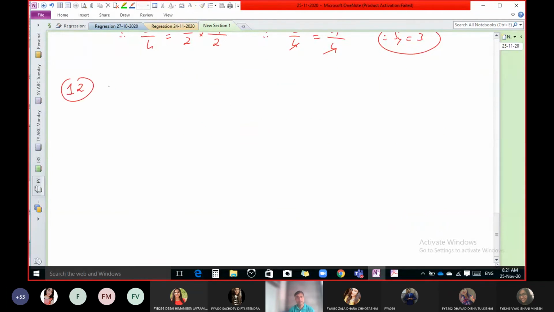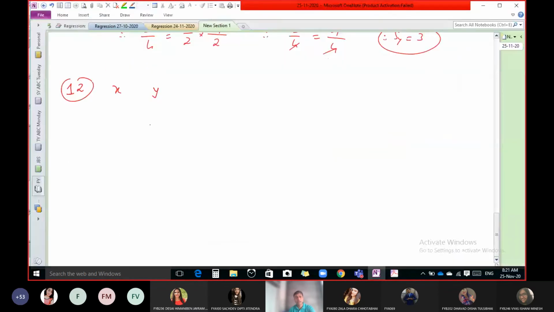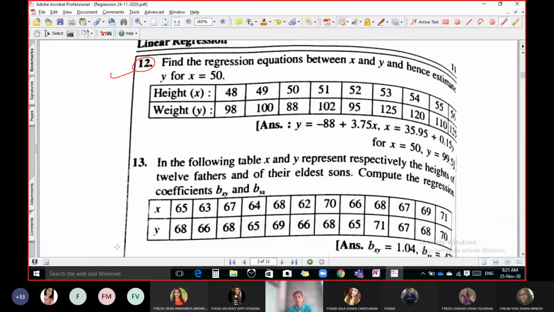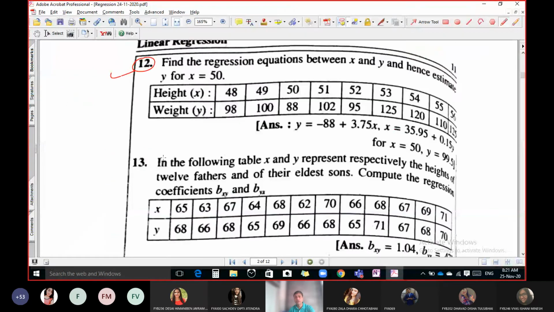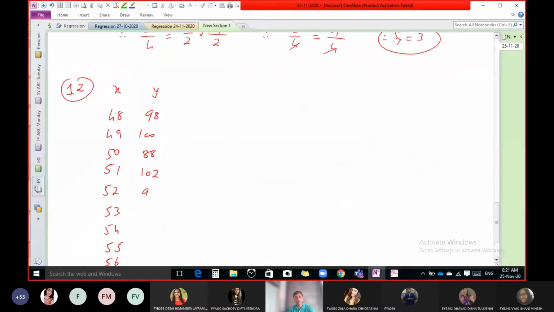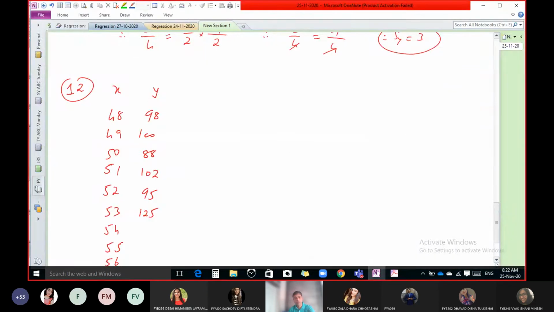Question number 12. Values of x: 48, 49, 50, 51, 52, 53, 54, 55 and 56. Values of y: 98, 88, 102, 95, 125, 120, 110 and 125.